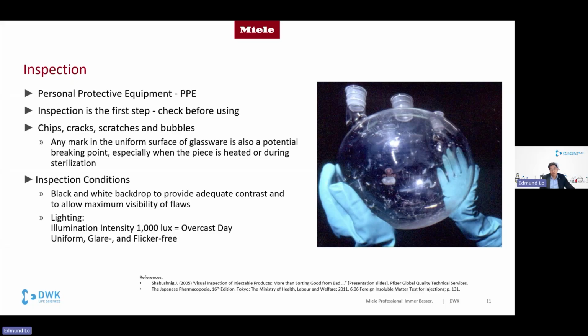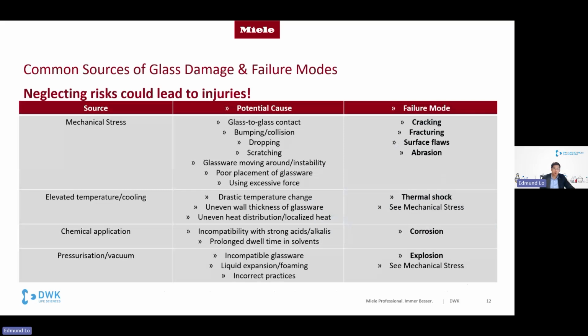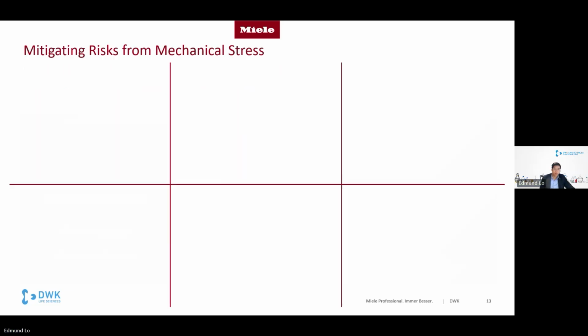Obviously, if visible damage is present, you need to dispose of the glassware accordingly and also contact the manufacturer for further guidance. Some common failure modes in glass include cracking, fracturing, surface flaws, abrasion, thermal shock, and even explosion. We will now look at ways to mitigate the risks associated with glassware.